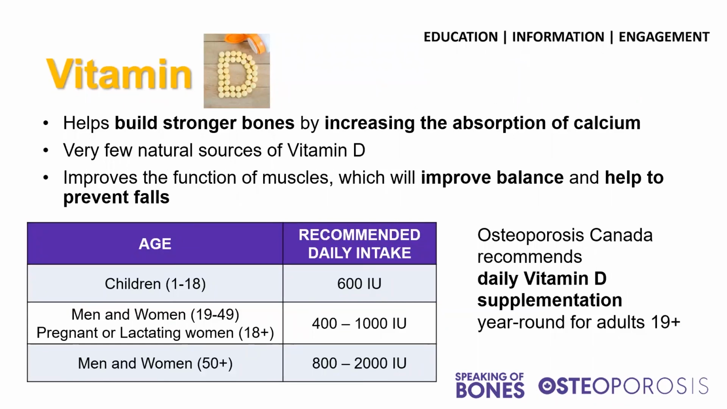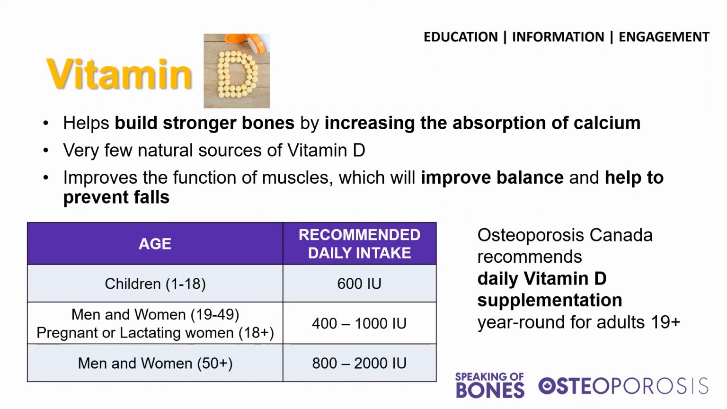So the next nutrient we'll talk about is vitamin D. There are very few natural sources of vitamin D, so Osteoporosis Canada recommends daily vitamin D supplementation year-round for adults over 19 years of age. Vitamin D helps us to build stronger bones by increasing the absorption of calcium. It improves the function of muscles, which will improve balance and help prevent falls.